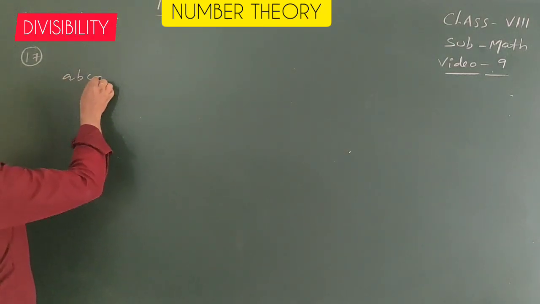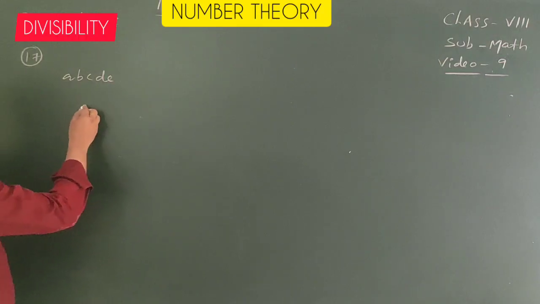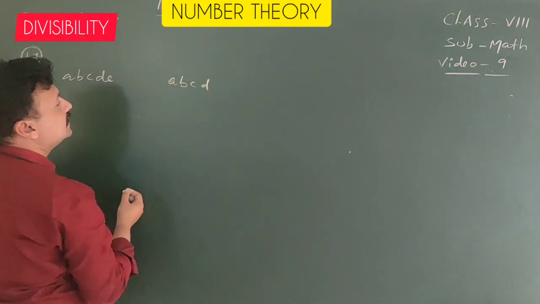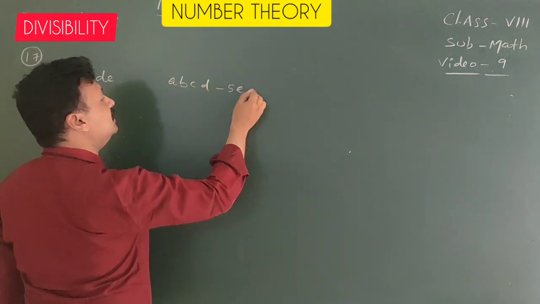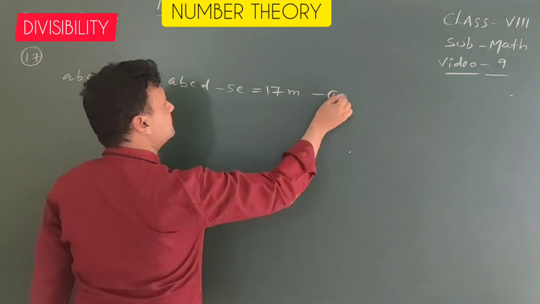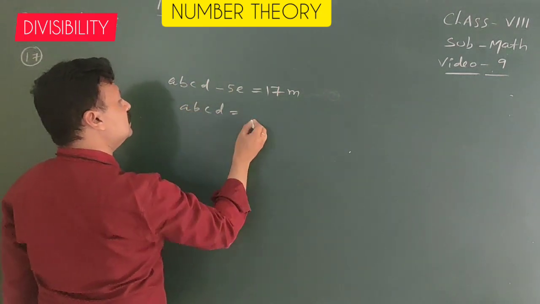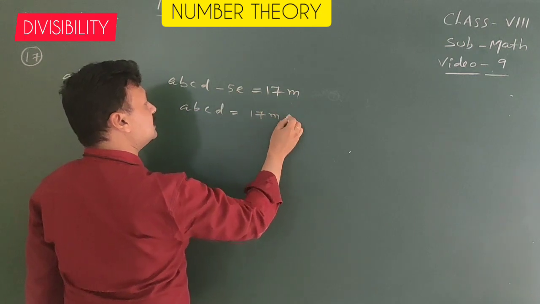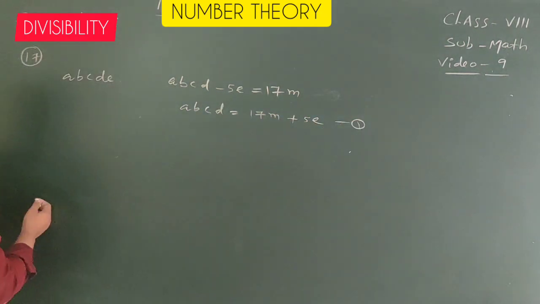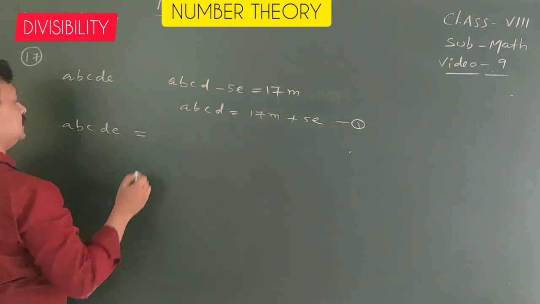ABCDE is a 5-digit number. If ABCD minus 5E is a multiple of 17, then ABCD equals a multiple of 17 plus 5E. Now expand this one, ABCDE.